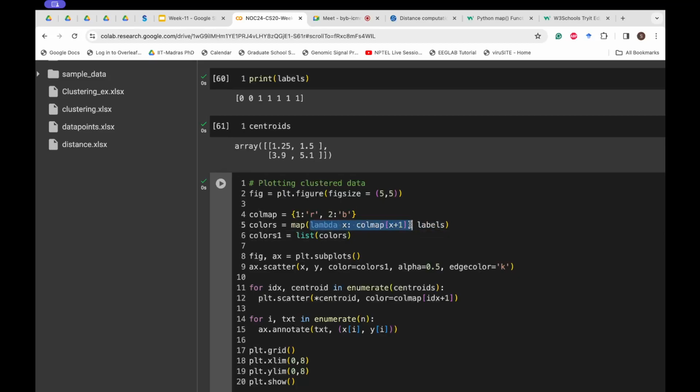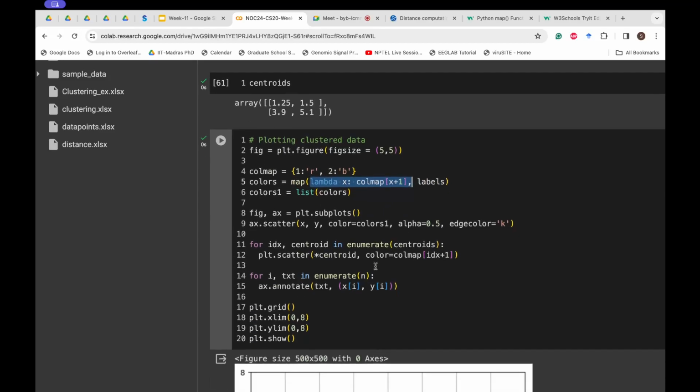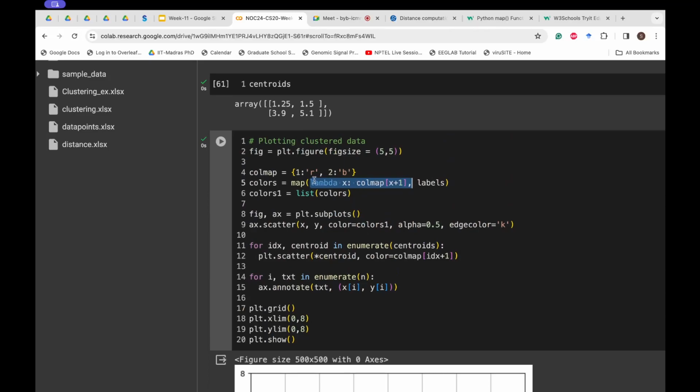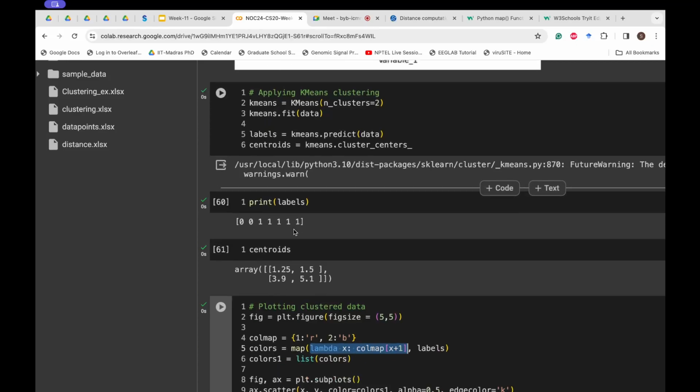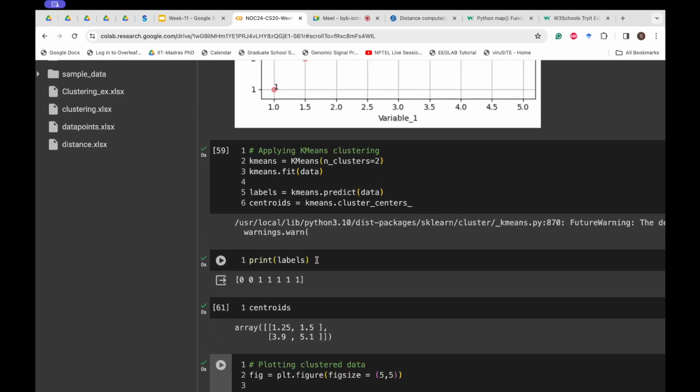This is just to assign color to the data points. So a function was defined, a lambda function. I won't go into more details of it. So you defined some function and then you are trying to assign a certain color to the labels.